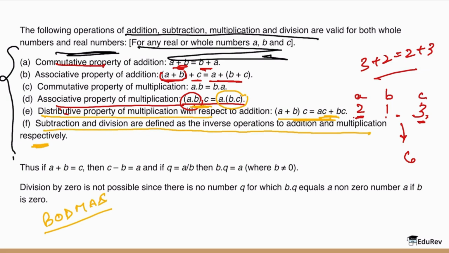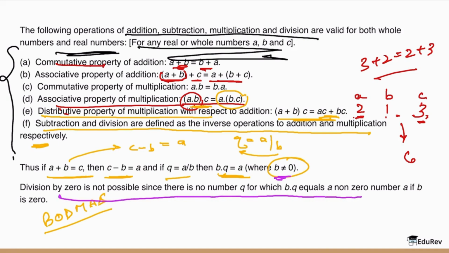Then, subtraction and division are defined as the inverse operations to addition and multiplication respectively. So if A plus B is C, then obviously from here I can say that C minus B is going to be A. And if Q is nothing but A by B, then obviously B multiplied by Q, because I can do cross multiplication here, is nothing but A, where B is a non-zero number. Now division by 0 is not possible since there is no number Q for which BQ equals a non-zero number A if B is 0.